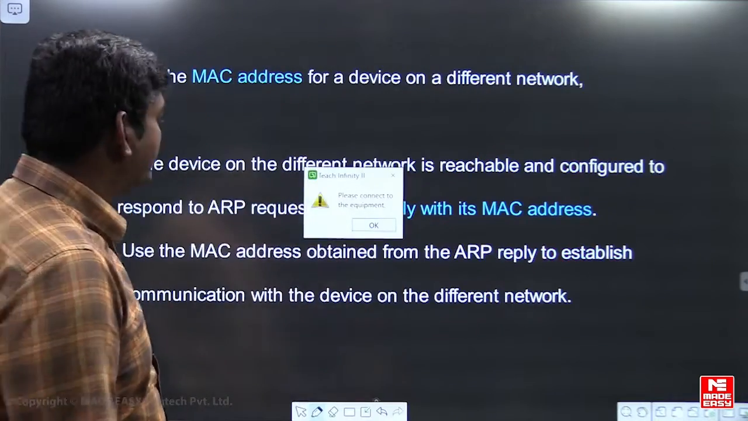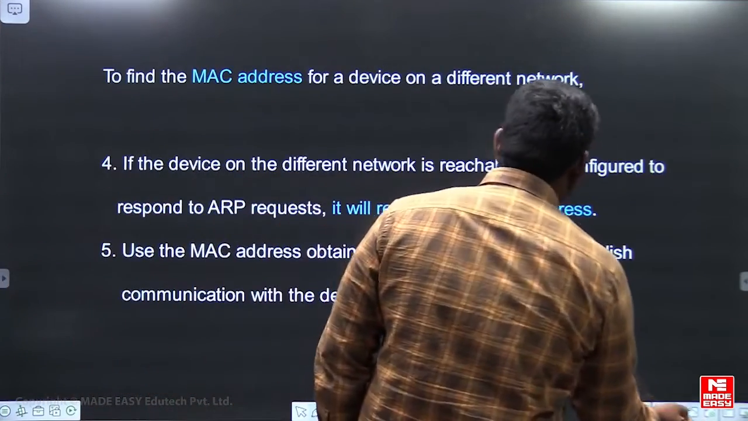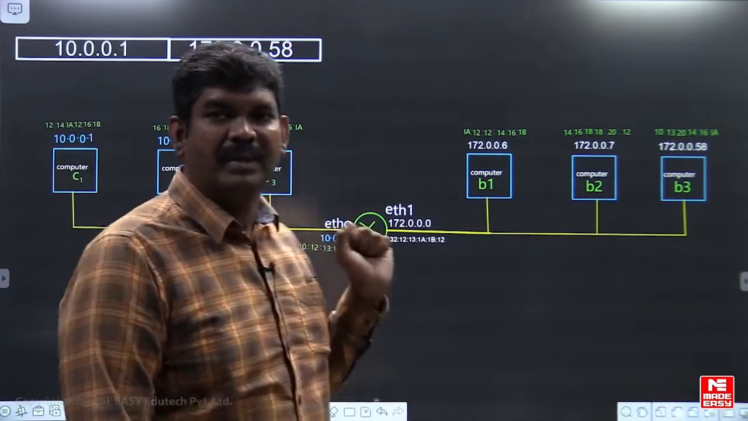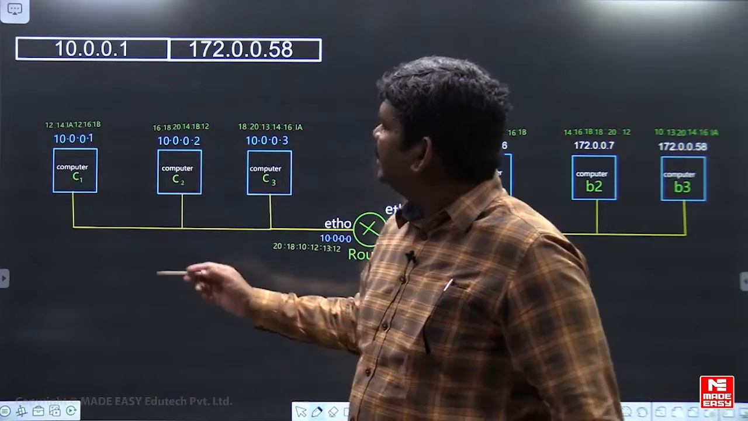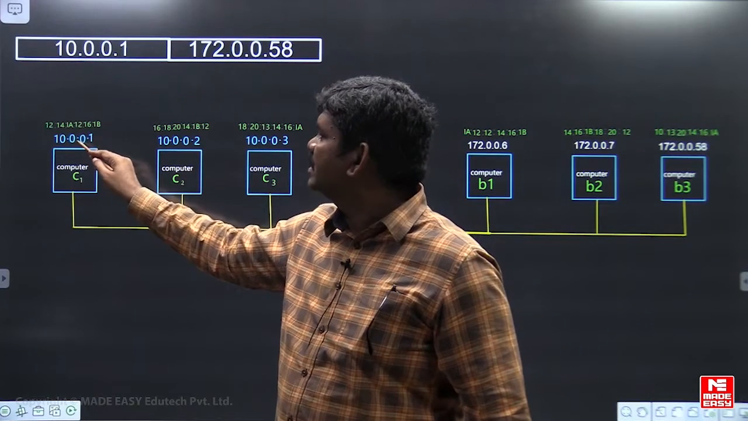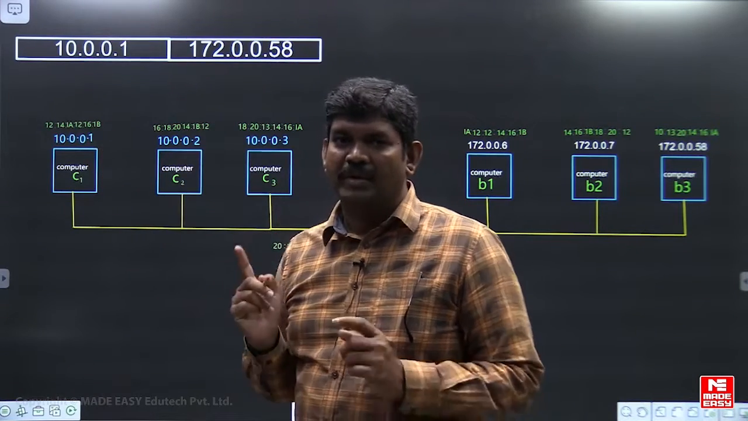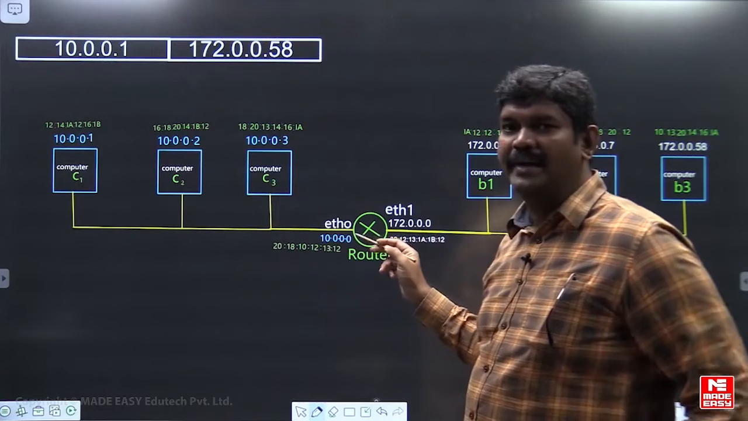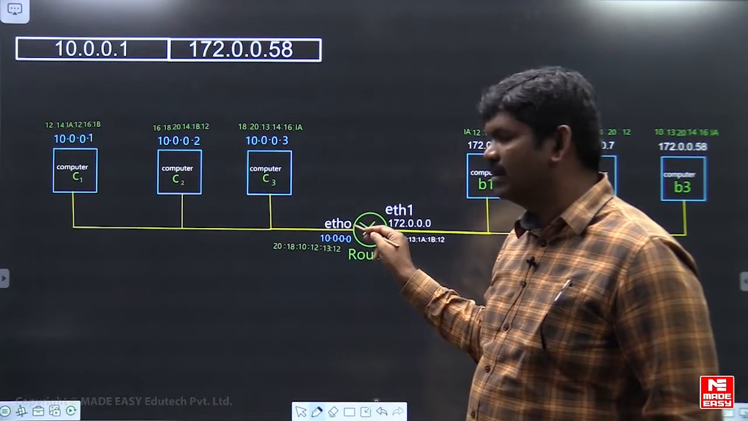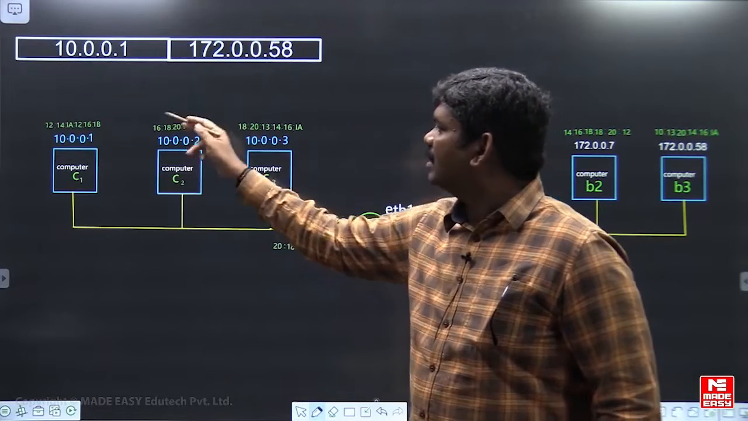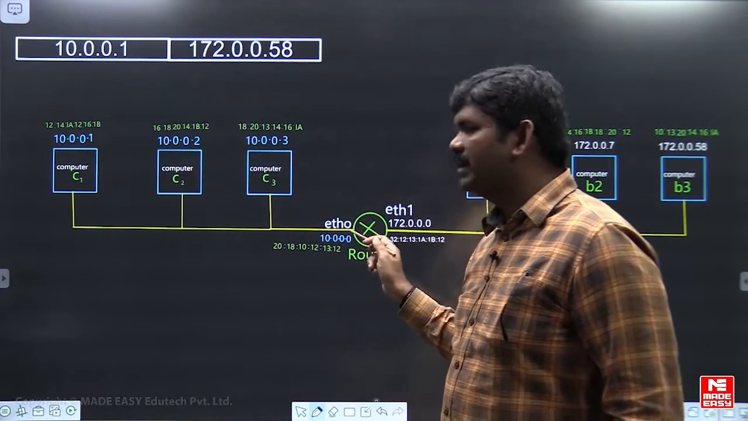Okay, we try to explain practically how things are going to happen. Now see, in this diagram you can observe that my target is computer C1. It has an IP address 10.0.0.1. This computer is connected to this router at an interface ETH0, and not only C1, C2 and C3, all the computers are connected to ETH0.